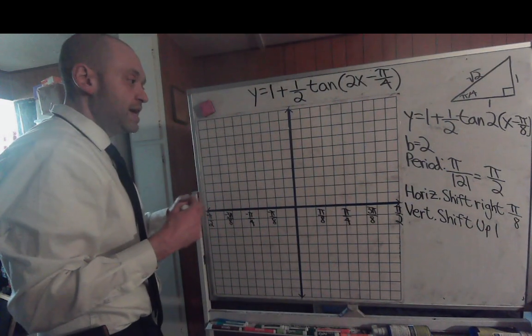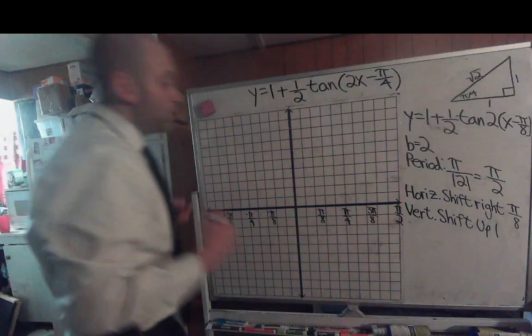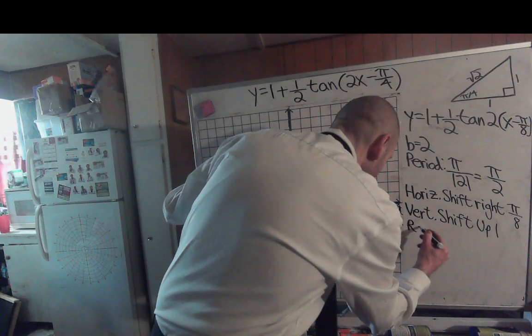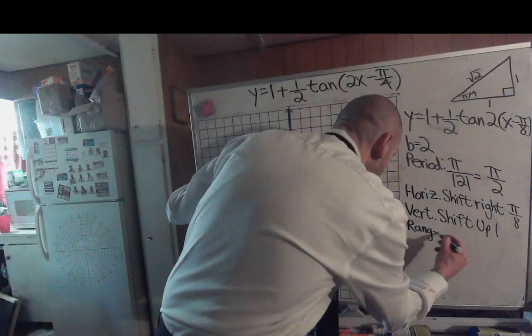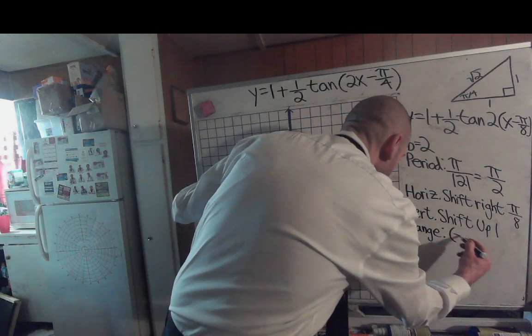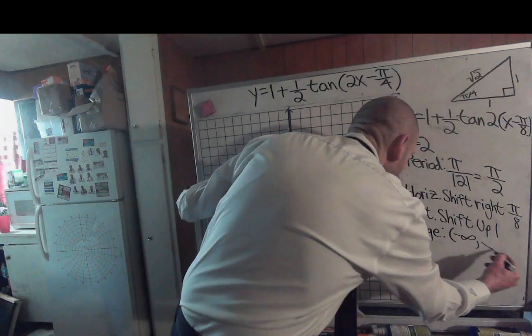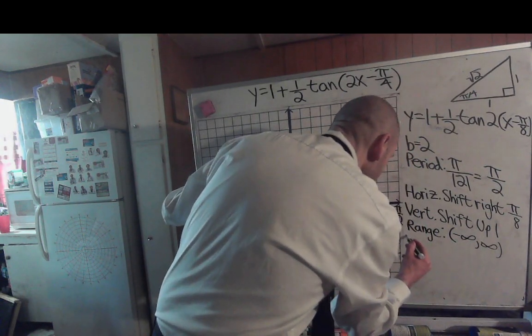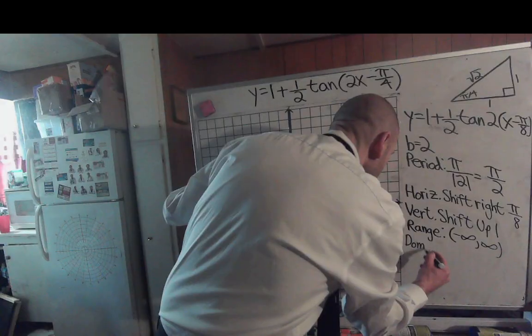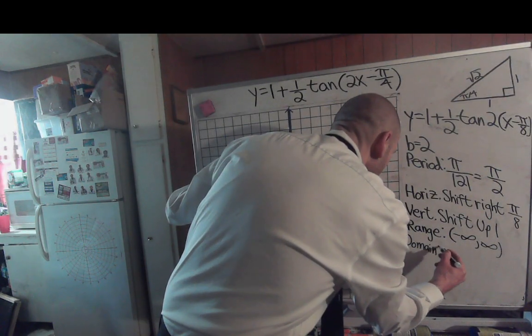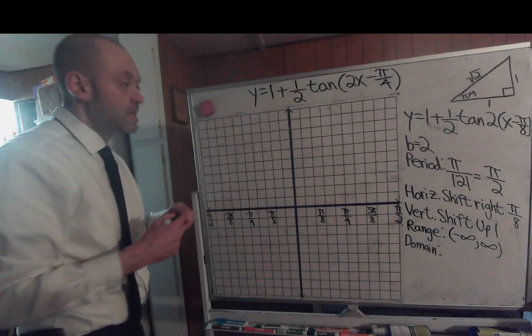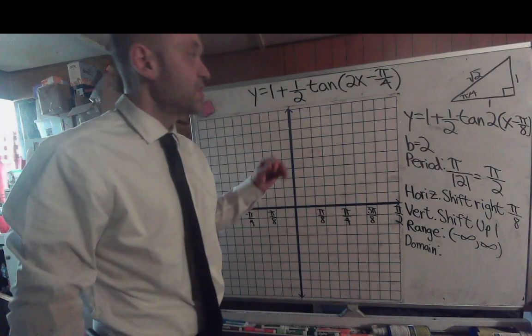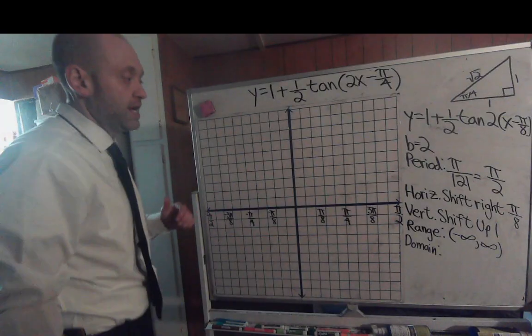Alright, and then we know our range. That's easy. The range is the easy one. That's just negative infinity to infinity. That's not going to change. But what about our domain? This is where it gets interesting. So let's look, everything is shifted to the right pi over 8 units, right?